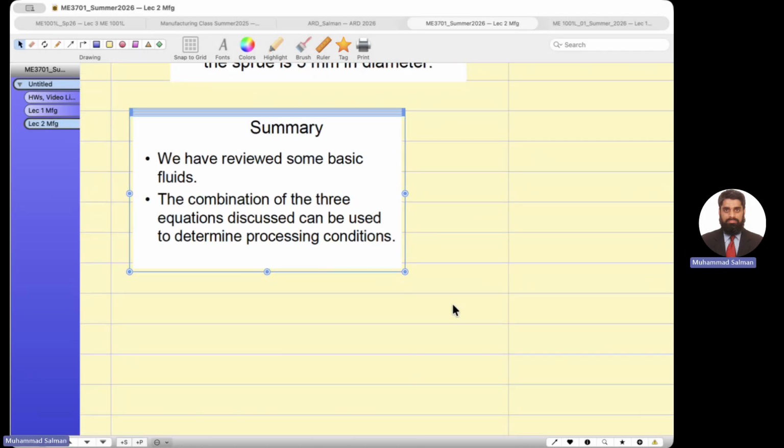We have reviewed some basic fluids. Combination of three equations discussed can be used to determine the processing conditions. So let me show you some of the casting processes and the capabilities and find out the defects. Like when the air is entrapped, it causes bubbles. When you open the casting, it has some bubbles. We have to avoid those bubbles. So these are defects. So let me show you the casting processes.